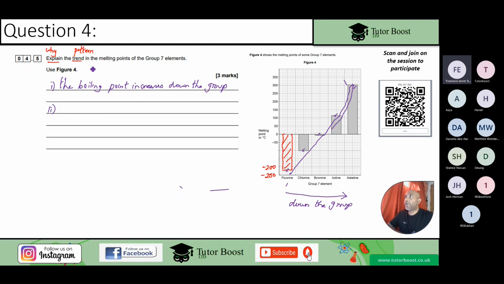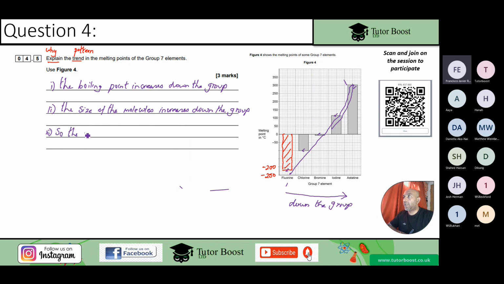Second point, we are giving a reason why the melting point actually increases down the group. The size of the molecules increases down the group. Remember, fluorine has only 9 protons, so it's one of the smallest. It is the smallest atom in this group. So astatine is quite big because it has a bigger atomic mass and it has more electrons as well. So the size of the molecules increases down the group.